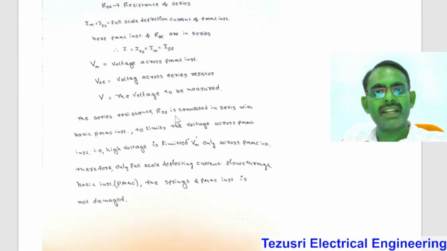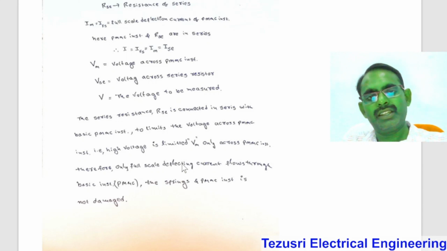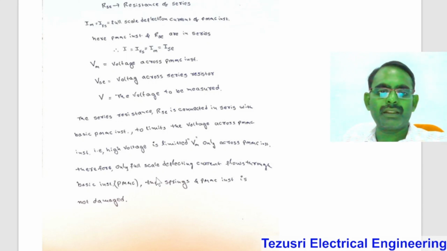The series resistance RSE is connected in series with the basic PMMC instrument to limit the voltage across the PMMC instrument. That means high voltage is limited to Vm only across the PMMC instrument. Therefore, only full scale deflection current is flowing through the basic instrument. Therefore, the springs of the instrument are safe. There is no damage.